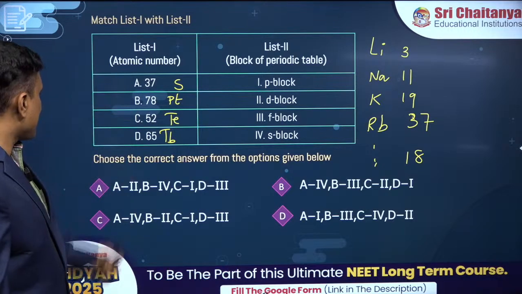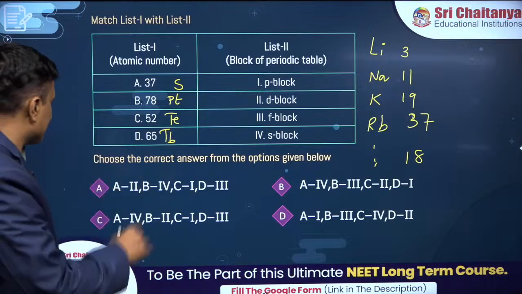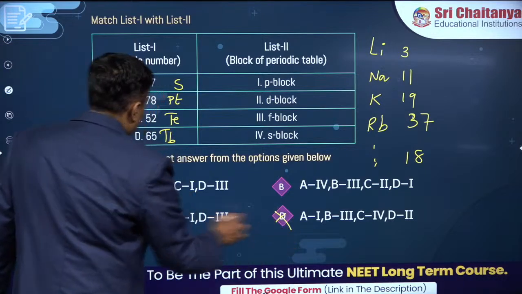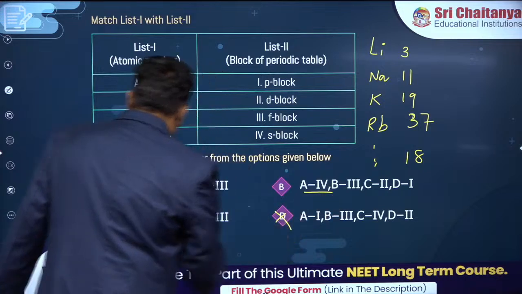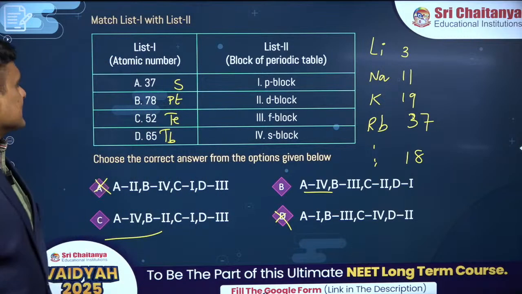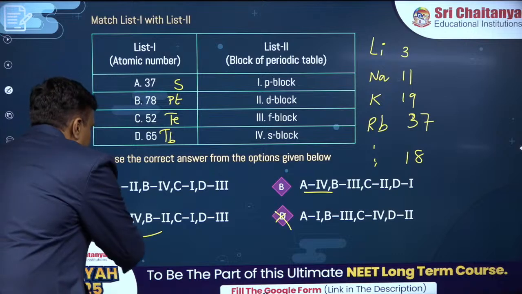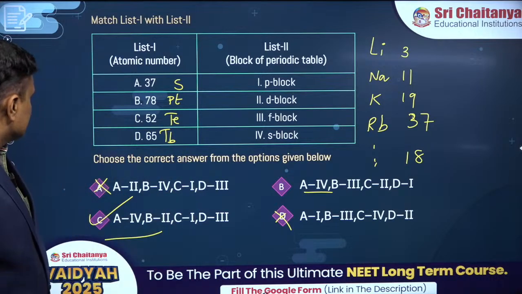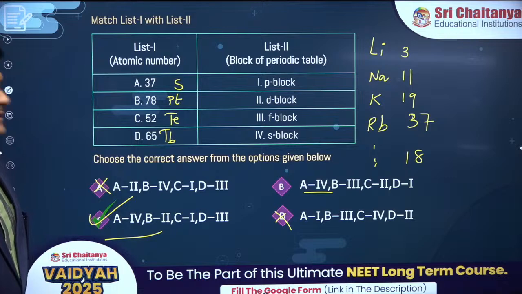You can see A goes to S block, that is 4. So A 4. So these two options are ruled out. All right. So these two options are having A 4, and B 78 is a D block element. Platinum is a D block element. So got it. Yes, isn't it? What do you say, Anil? Option C. That's so brilliant, buddy.